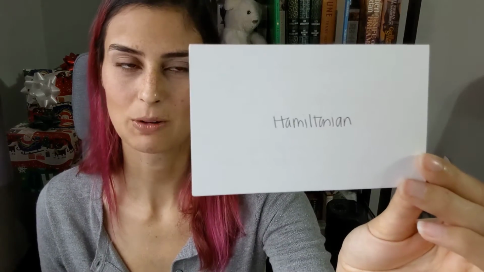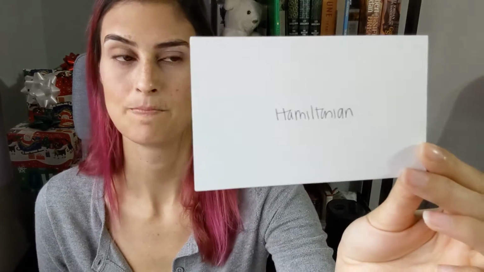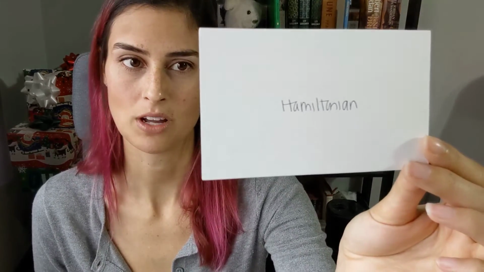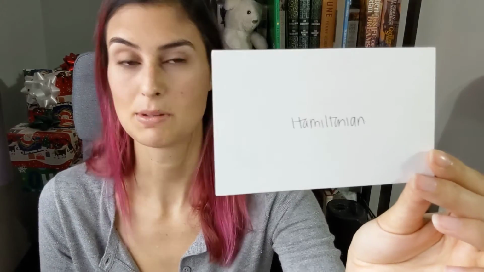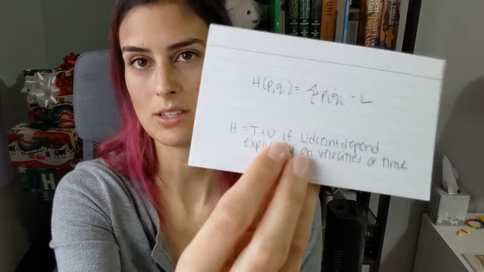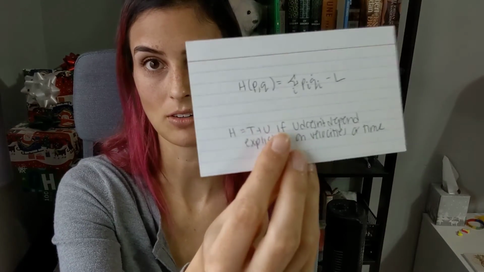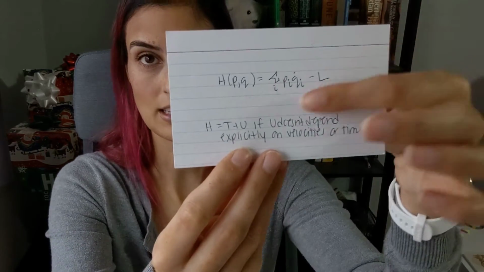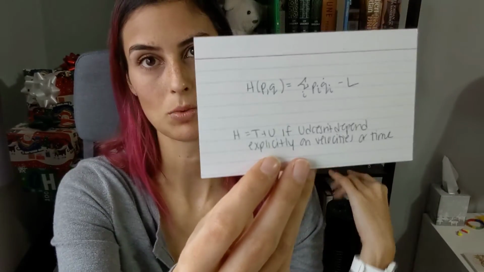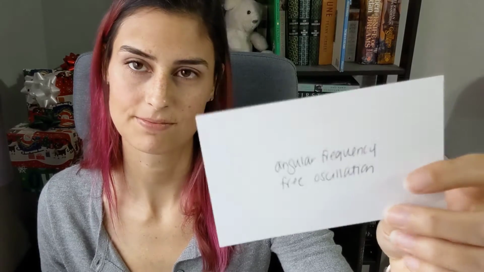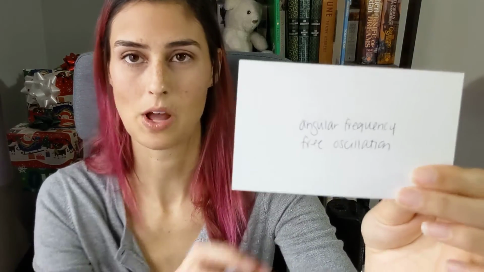The Hamiltonian. H of p and q equals the summation of p sub i q sub i dot minus L, and H equals T plus U if U does not depend explicitly on velocities or time. So these would be energies. So as long as the potential energy doesn't explicitly depend on the velocity or time, then you can express the Hamiltonian that way. And then p and q are the Hamiltonian variables. Angular frequency for a free oscillation. Omega equals the square root of k over m.